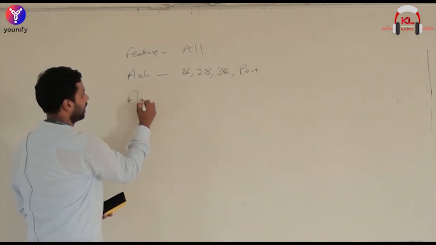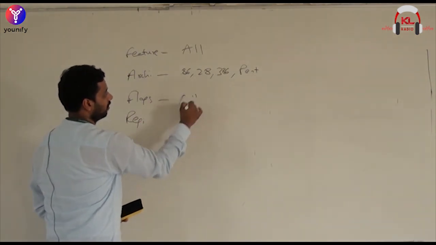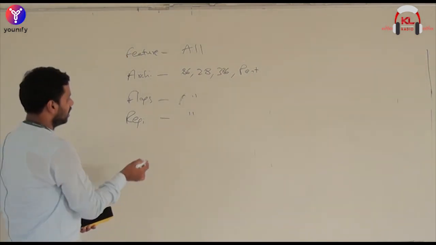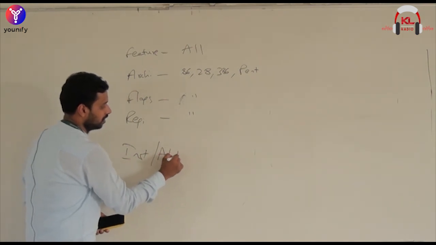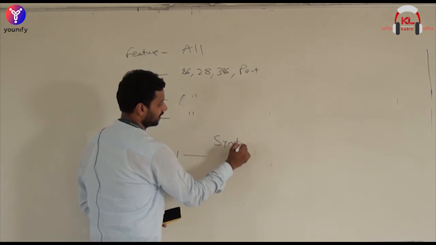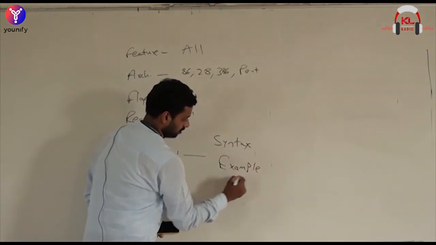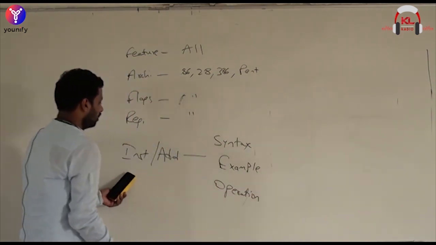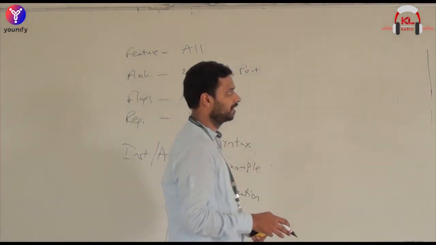We have flags, we have registers. For all the above, we have all the flags and the registers. And then the important thing with the instructions and addressing modes, you have to mention the name, the syntax, the example, and the operations. So this is one important format that you can follow.